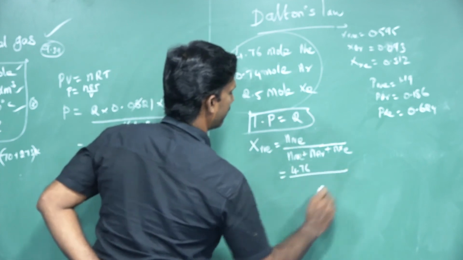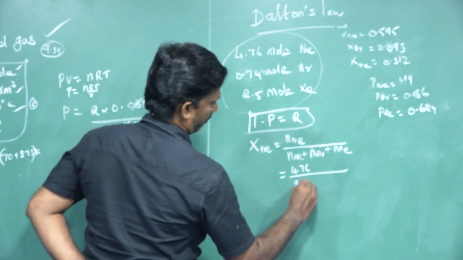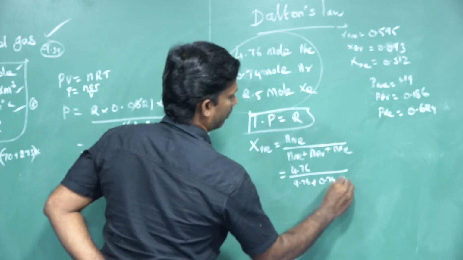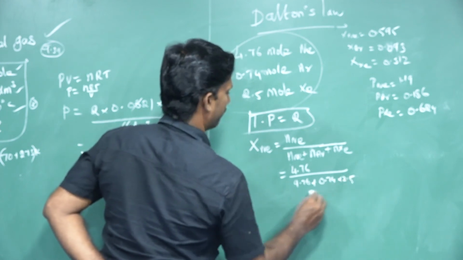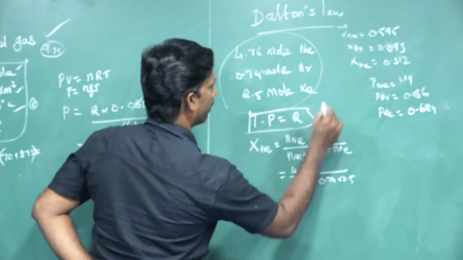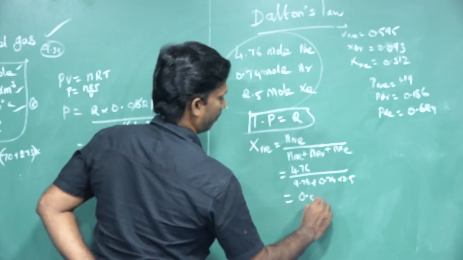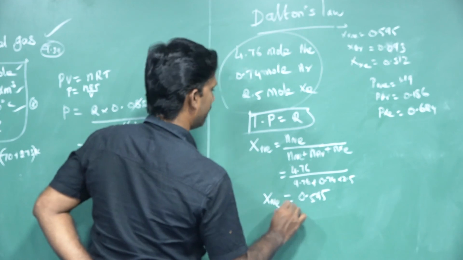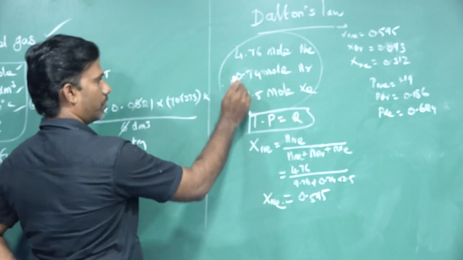0.76 divided by 4.76 plus 0.74 into 2.5. If you add and you can get that value like this, 0.595. That is the mole fraction of neon. Like this, individually you need to calculate for all those two.